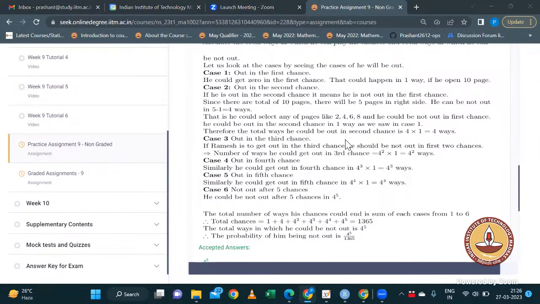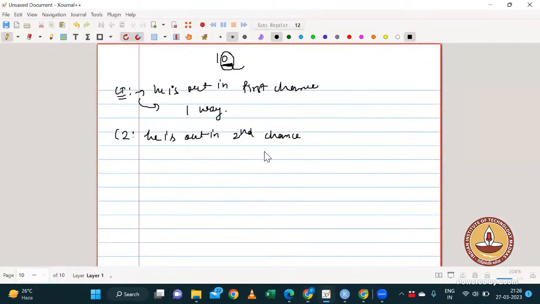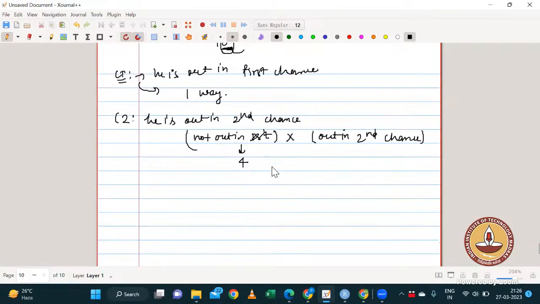So how many ways can he be not out in the first chance? 4 ways, sir. He can get 2, 4, 6, 8, right? Yes, sir. So 4 ways for not out in the first chance, and out in the second chance, right? So 4 ways for being not out in the first chance, and 1 way for out in the second chance.